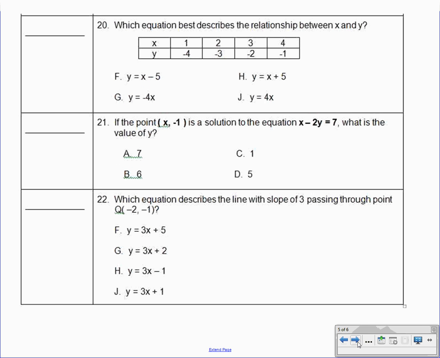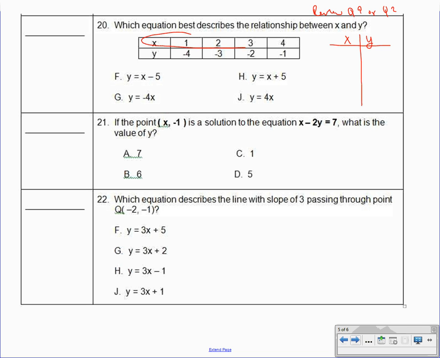Number 20 comes from review question number 9 or review question number 2. Both of those questions deal with tables. The only difference in number 20 is that your table is going left to right. During class, I reminded you, you can rewrite the table going up and down.